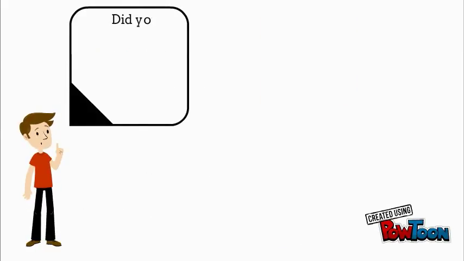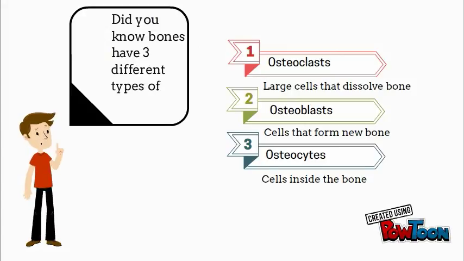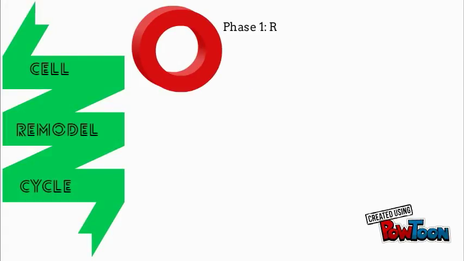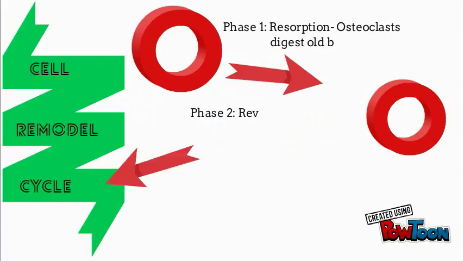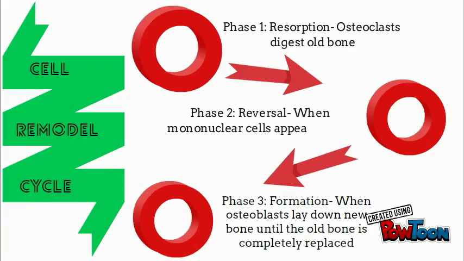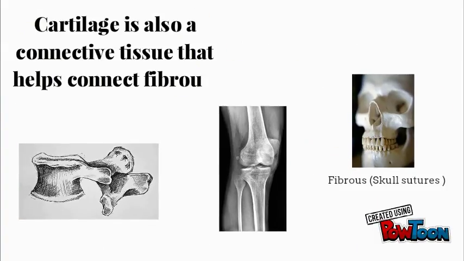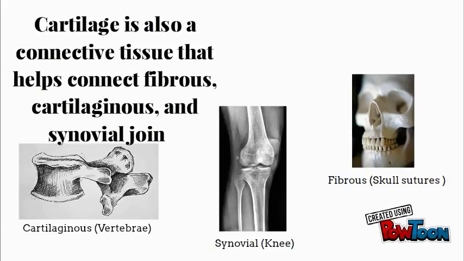Did you know that bones have 3 different types of cells? These include osteoclasts, osteoblasts, and osteocytes. During the cell remodel cycle, cells go through 3 phases, the first being resorption, the second being reversal, and the third being formation. Cartilage is also a connective tissue that helps connect fibrous, cartilaginous, and synovial joints.